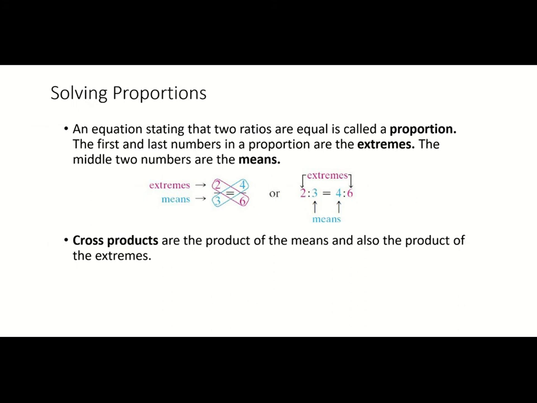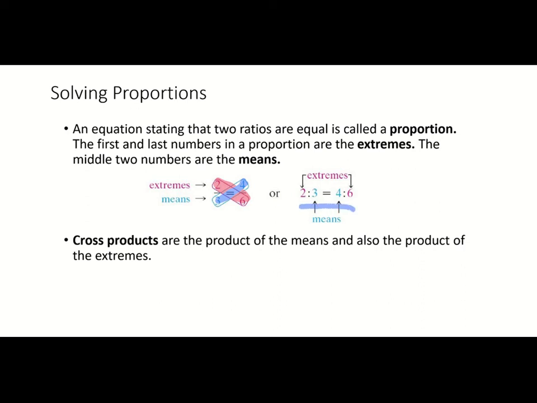Right, so the last thing that we're going to look at in this section is solving proportions. We're just going to review it. And again, a proportion is an equation that states that 2 ratios are equal. The first and the last numbers in the proportion are called your extremes, and then your means are the middle 2 numbers. You can see it better here.